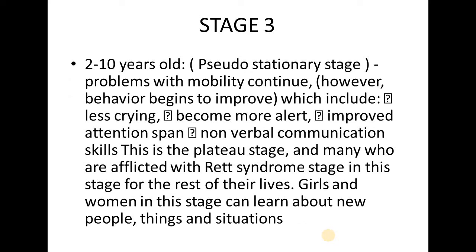And stage 3, which occurs between 2 to 10 years old, is called the pseudo-stationary stage. The problems with mobility continue. However, the behavior begins to improve, which includes less crying, becoming more alert, improved attention span, and non-verbal communication skills. This is the plateau stage, and many who are affected with Rett stay in this stage for the rest of their lives. So the girls and women in this stage can learn about new people, things, and situations.